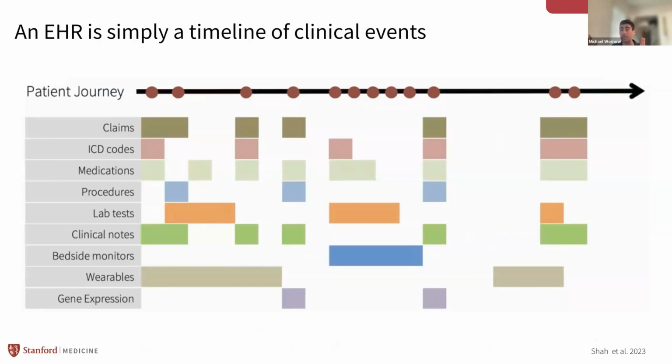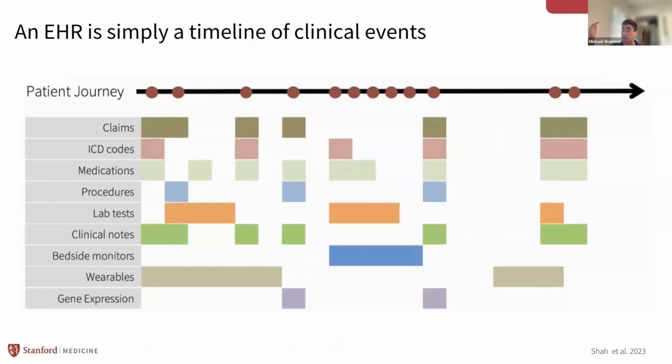And so this diagram is basically the core mental model that you should have when someone says, I'm using EHRs for machine learning. All they mean is basically a timeline of events that happen to a patient. And so there can be a lot of different types of these events, right? So in this picture, each row here is a different type of clinical event.